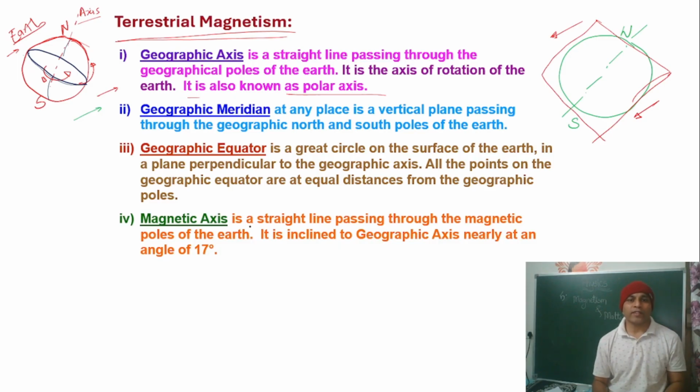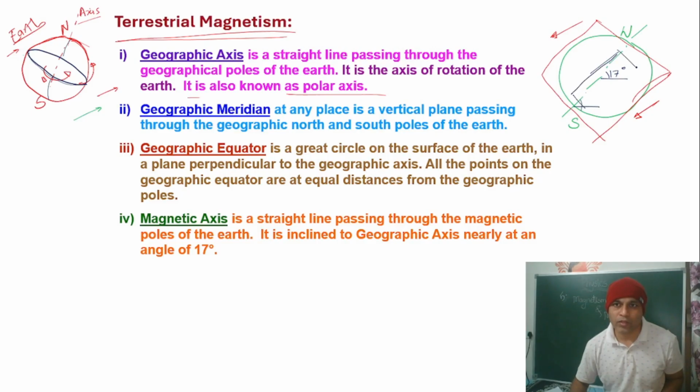The magnetic axis is a straight line passing through the magnetic poles of the Earth. It is inclined to the geographic axis at nearly an angle of 70 degrees. If I say this is also a magnet, this is the north side, this is the south side, and the axis is passing through the magnetic dipole moment.